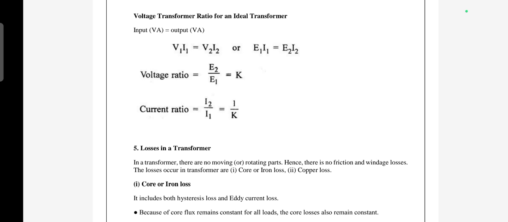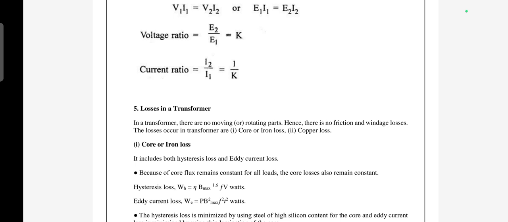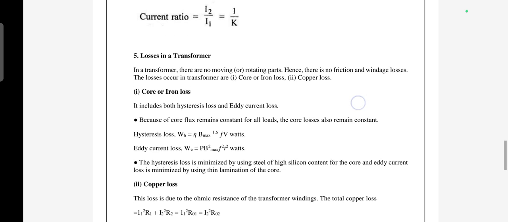Then we go on with the losses in the transformer. In a transformer there are no moving or rotating parts like in a DC generator or DC motor, and there are no friction or windage losses. The losses that occur in the transformer are majorly due to core loss. One is core loss, another is copper loss. Here the core loss is also called iron loss.